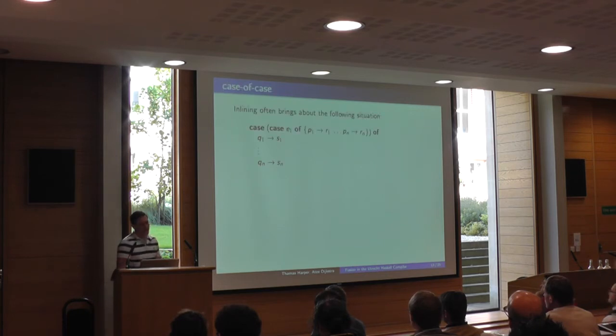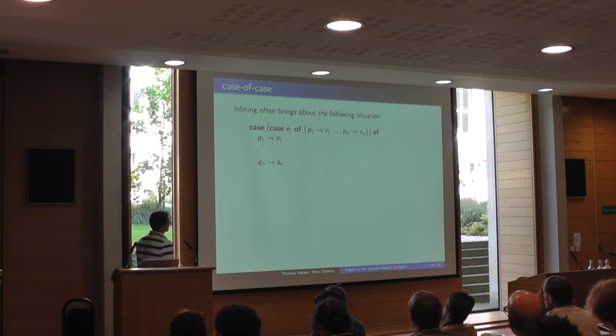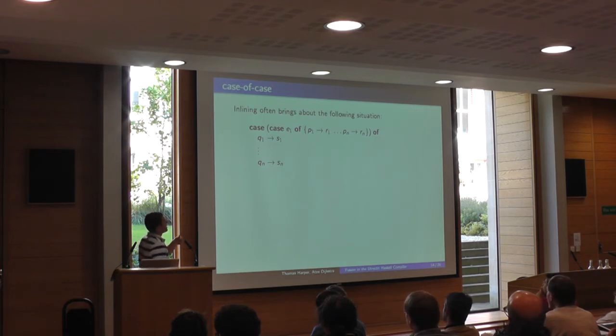Next is case of case. So inlining very often brings about this case, and this is necessary for fusion and comes up in just about every fusion technique that exists. So what does case of case do? Well, let's talk about what actually happens here. The inner case evaluates the expression E1, it pattern matches against the patterns, and then returns some Ri, which is then pattern matched against the patterns Q, and then something returns.